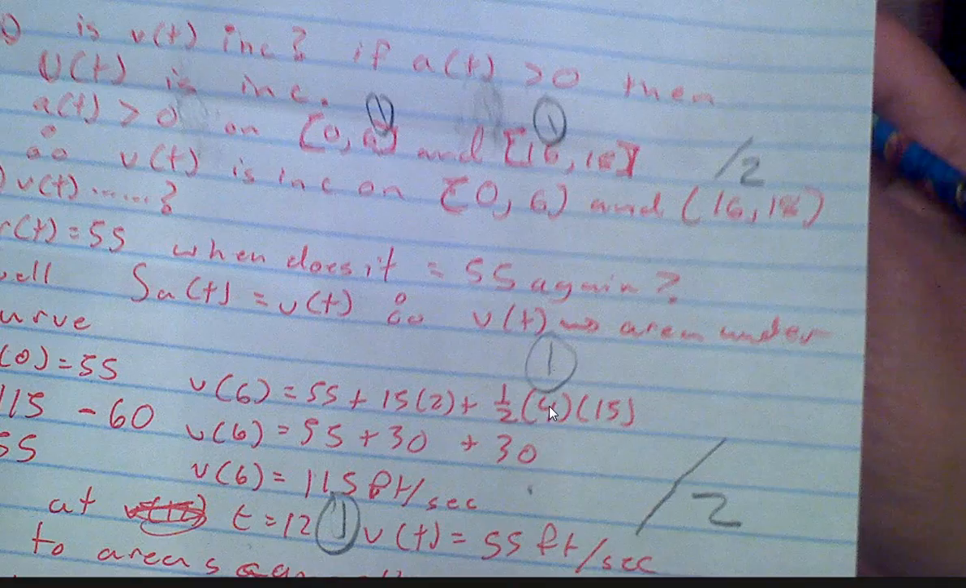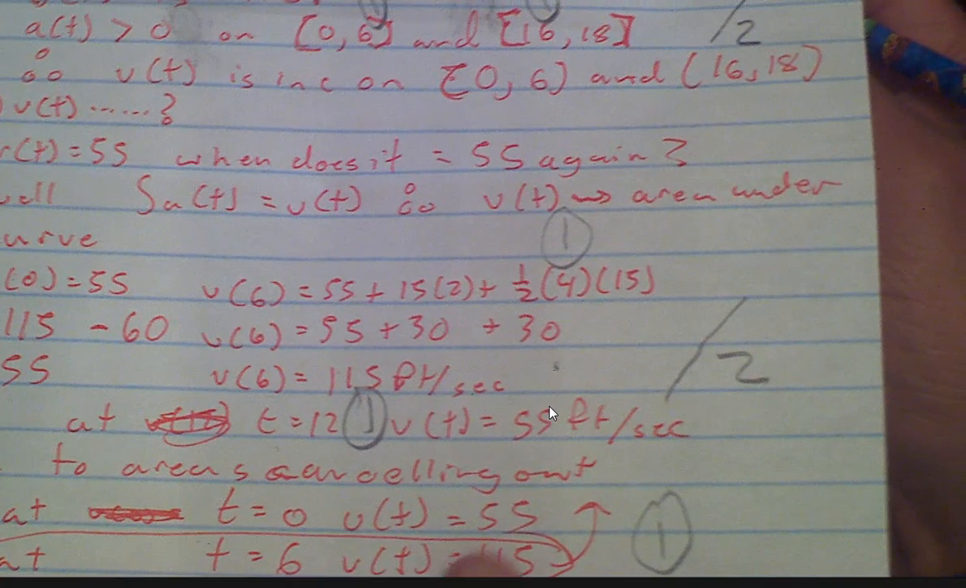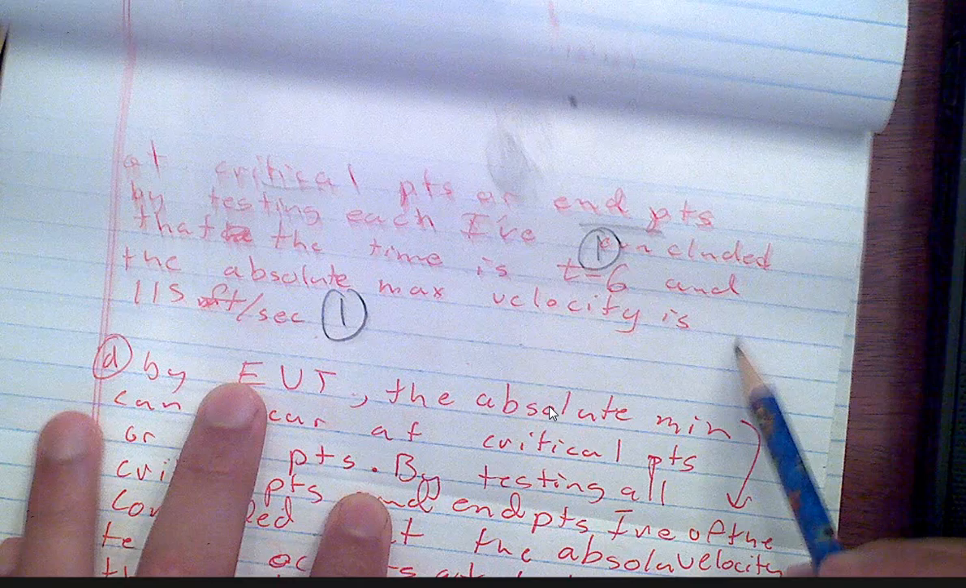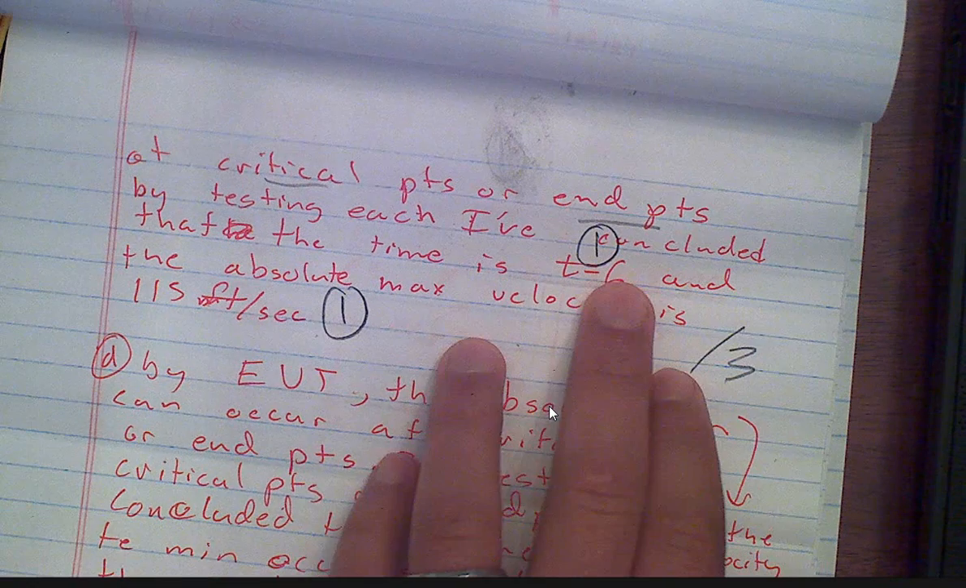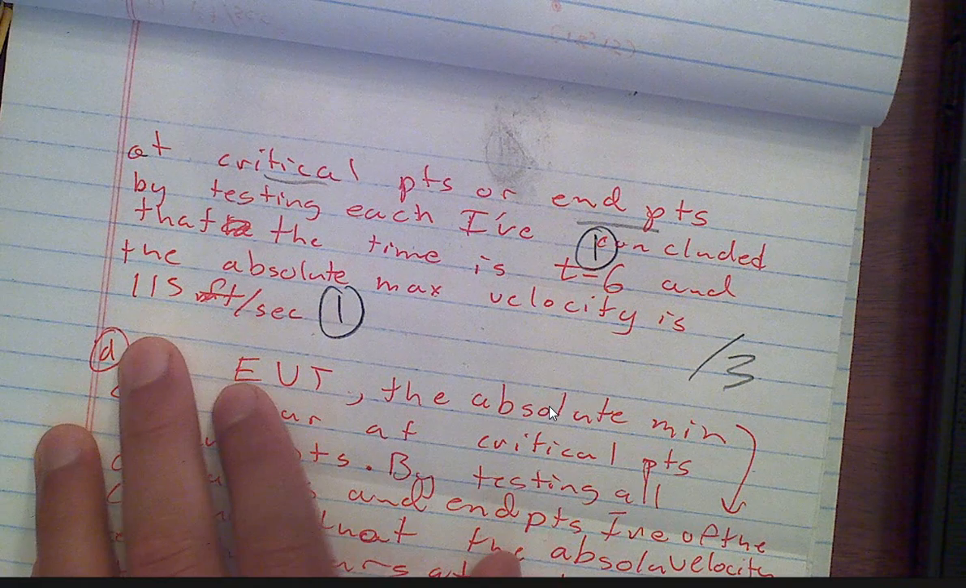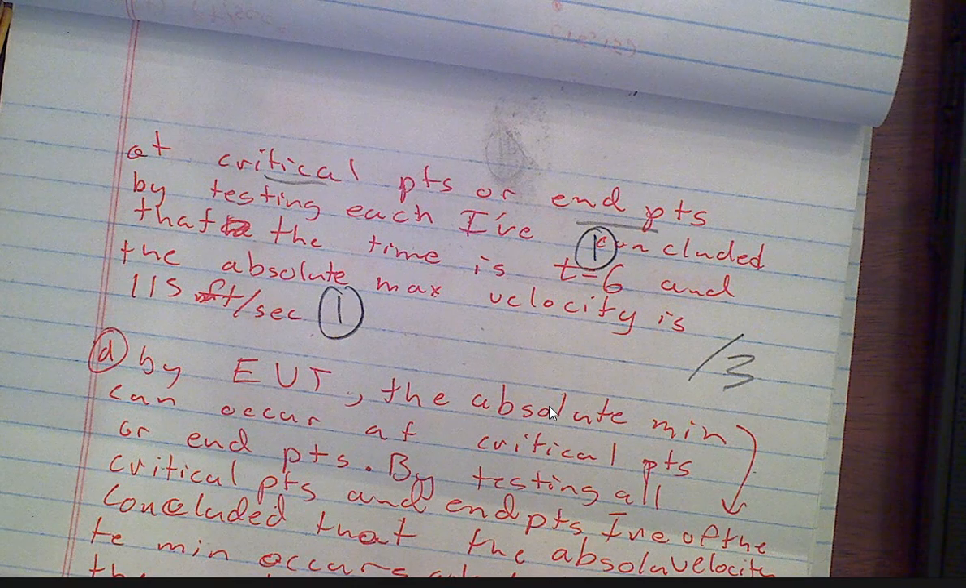We gave a point for testing those values down there. Oh, there it is. You can barely see it. 1 point, 2 points. This is out of 3 points. So you got to have this, and you got to have this, and you got to have tested the rest of your critical points and your endpoints.